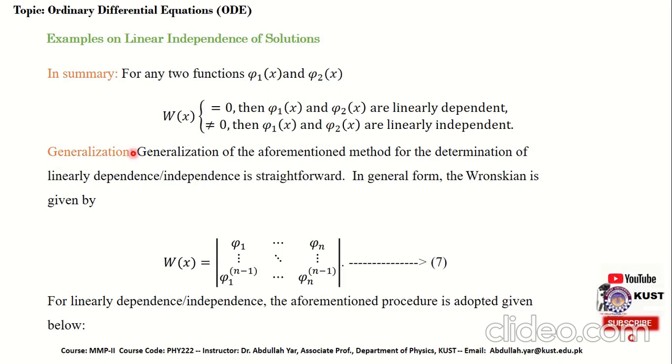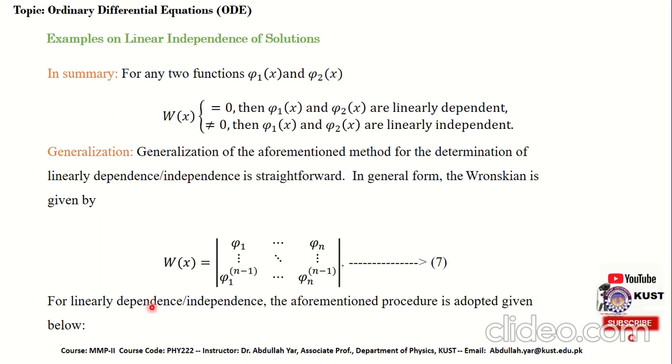So this concept can be generalized for a set of n functions whose Wronskian is given by W of x equal to the determinant whose first row is phi 1, phi 2, phi 3 up to phi n, and the second row consists of phi 1 prime, phi 2 prime, phi 3 prime up to phi n prime, and so on.